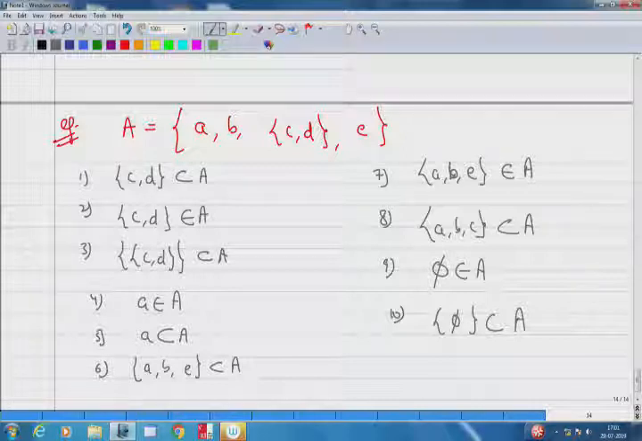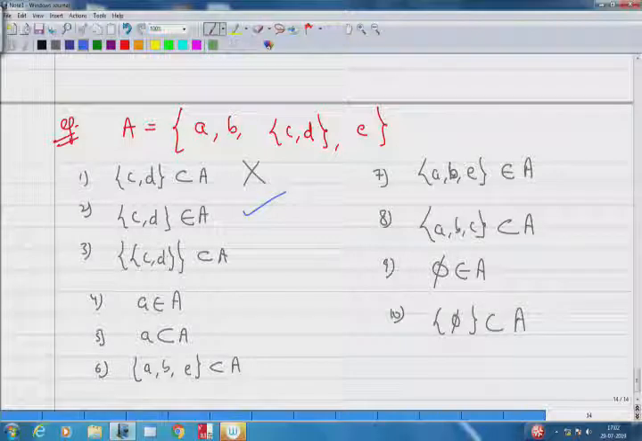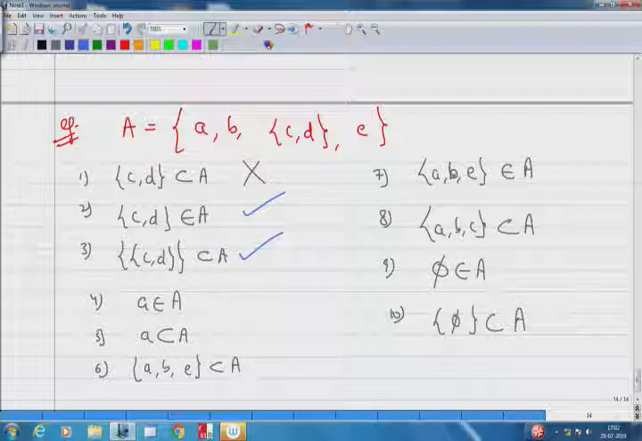Okay, so let's start. First one, you can see {C, D} is an element. This is not a subset, so this one is false. {C, D} is an element. This one is true. Now this notation is right. Since we are using the symbol element and this is written with the curly braces, this one is right. A is an element of A, that is right. But A is not a subset, that is false.